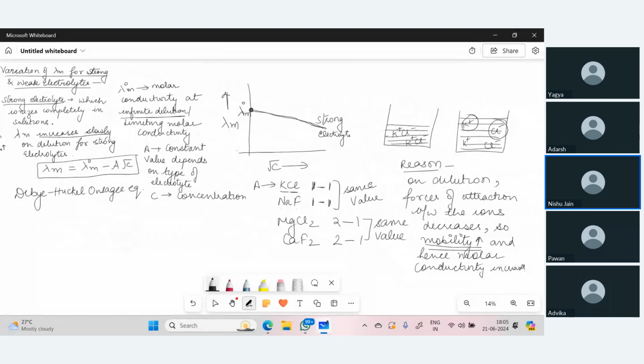In case of strong electrolytes, lambda m increases slowly, which is given by an equation, the Debye-Huckel-Onsager equation, where lambda m naught is the molar conductivity at infinite dilution and it is the intercept value. It means that it is the maximum value of molar conductivity when we add excess of water to it. After that, if you further add water, there will be no change. A is the constant here. Its value depends on the charges on the cations and anions. And when you plot a graph, you will get a straight line with negative slope. Why is it increasing? That is due to the mobility.